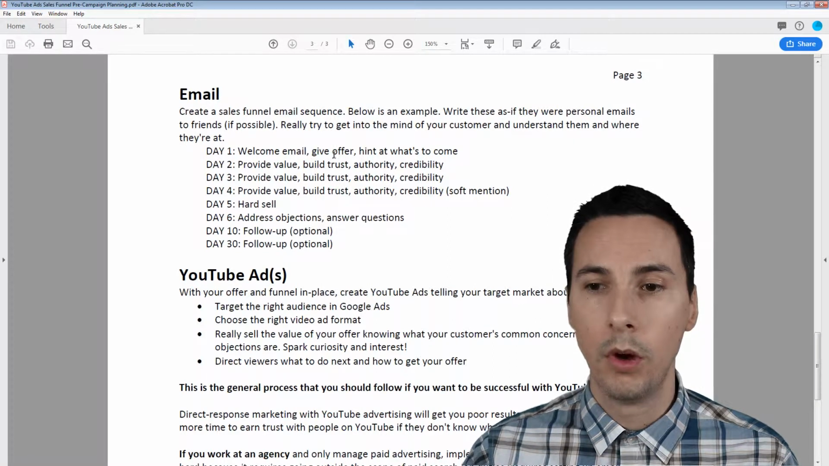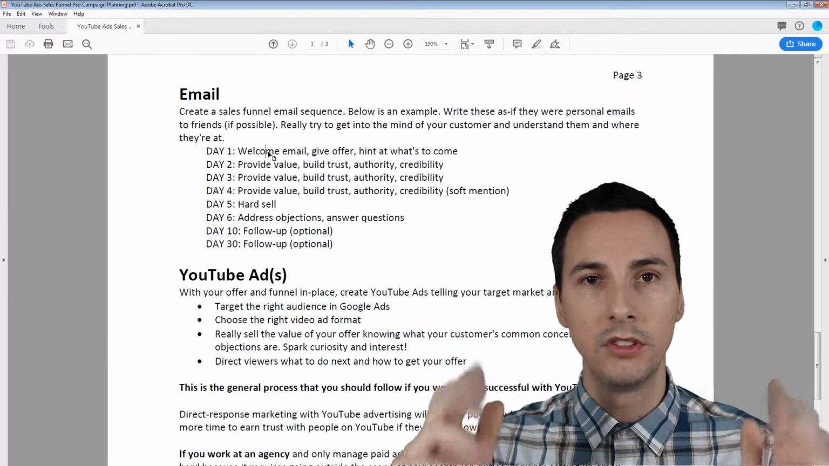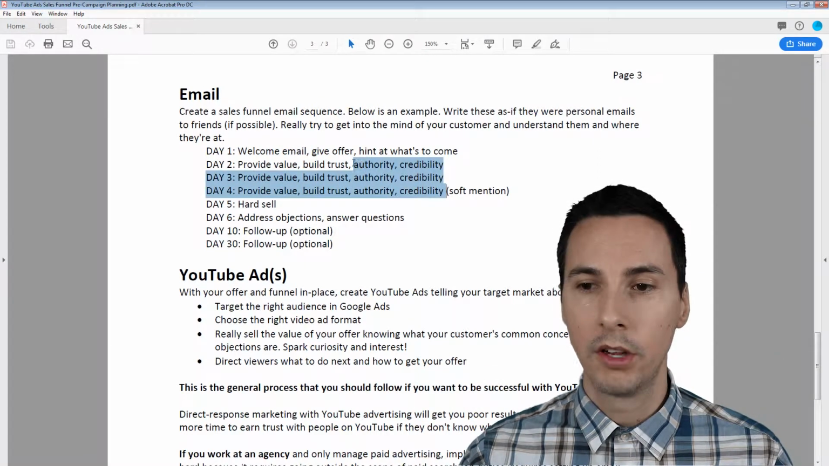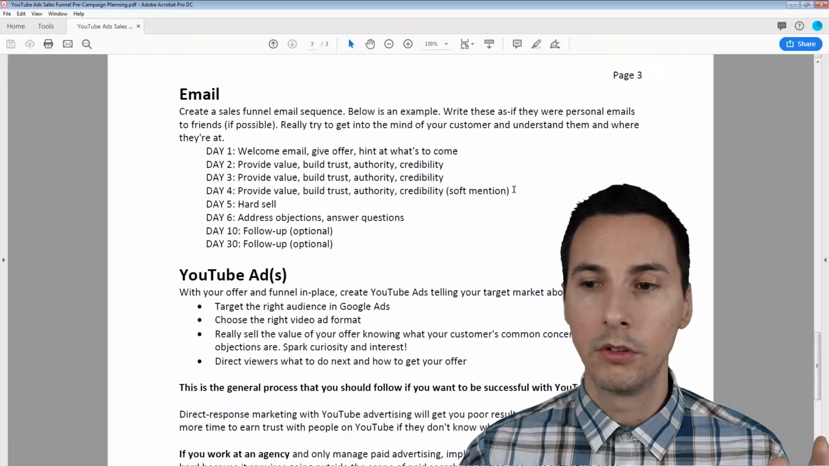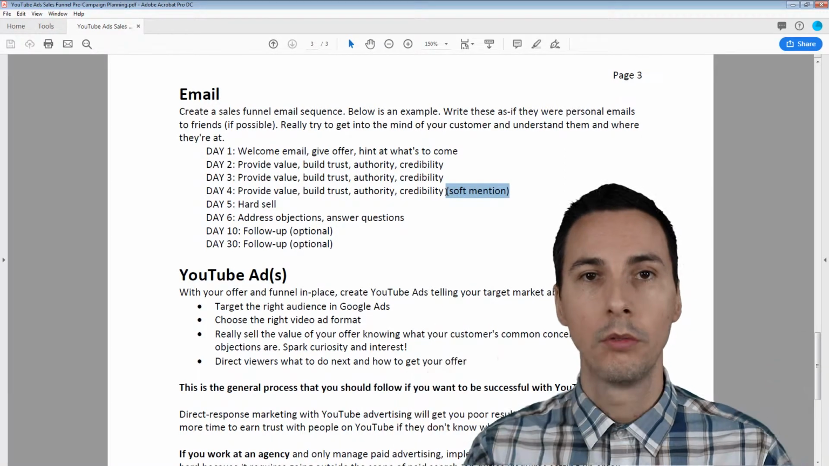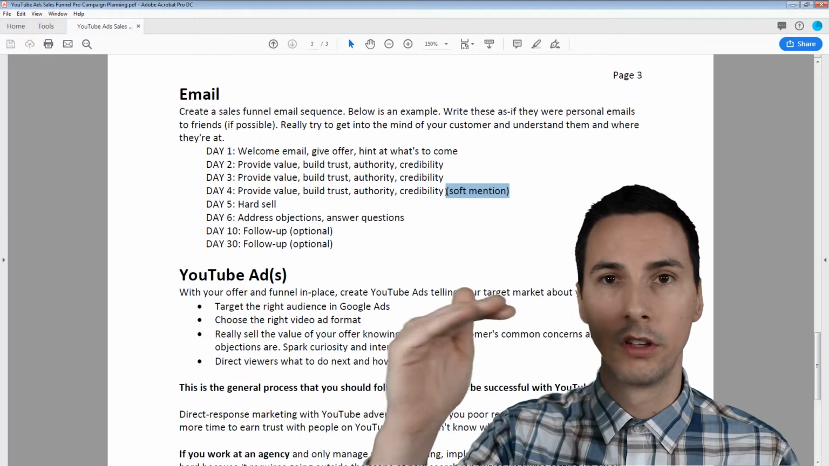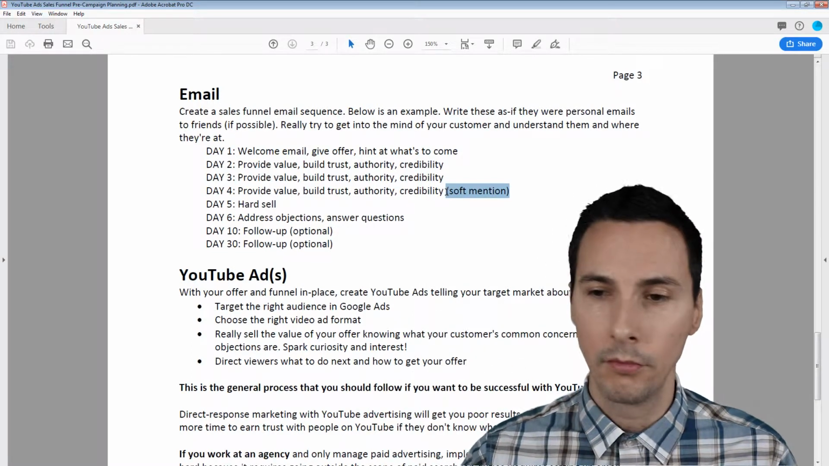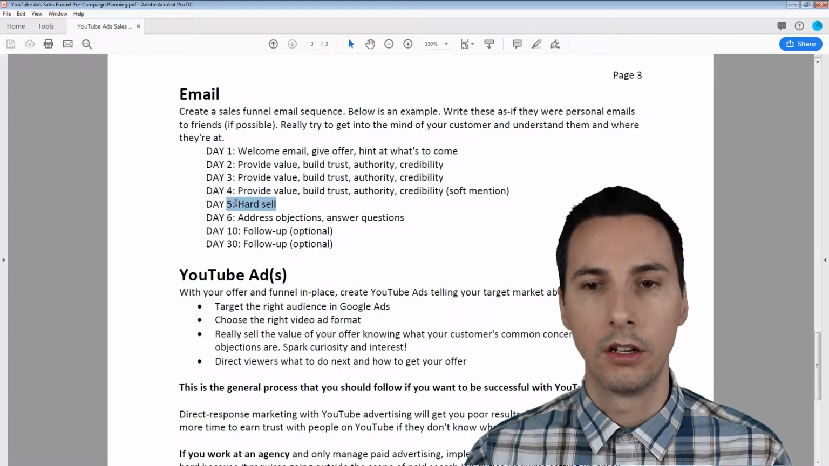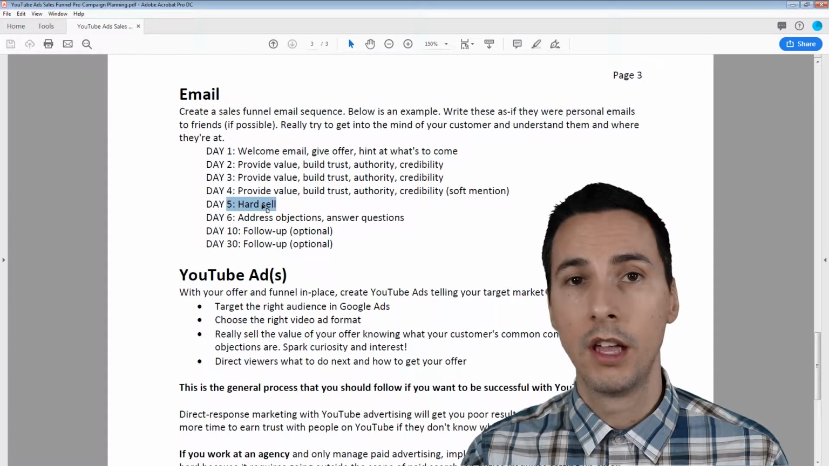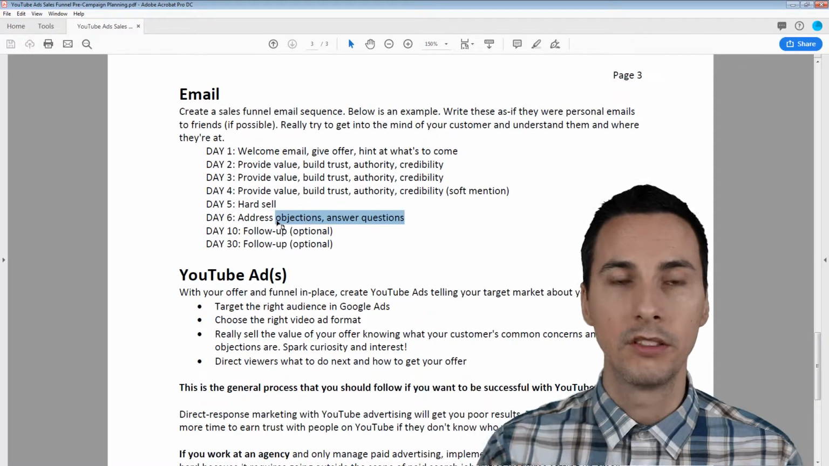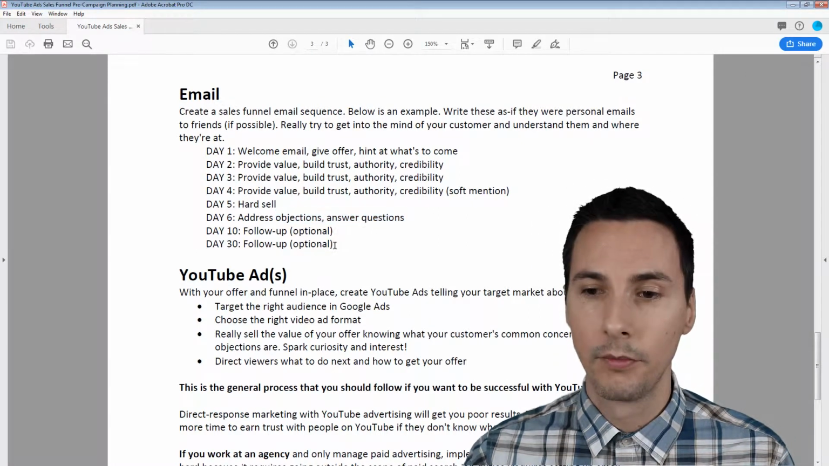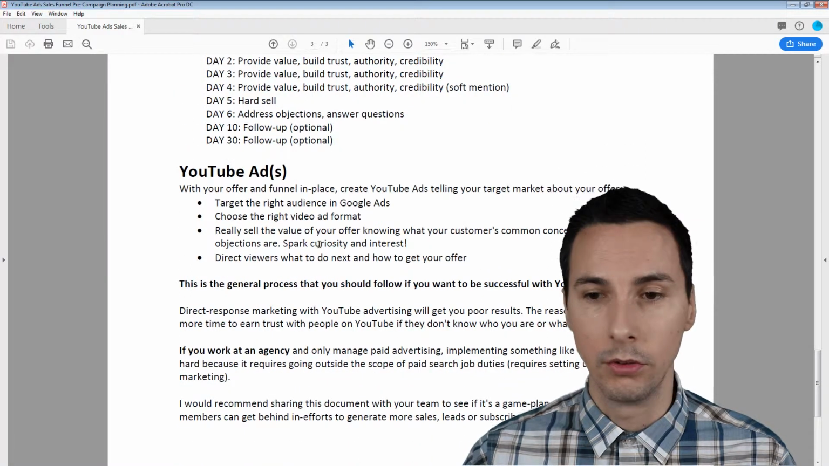So we start out with a welcome email and we send them the thing that we promised we would send them. Then we build authority, credibility, trust, and we provide value in the upcoming emails. And we might do a soft mention here on day 4, but really these days are not set in stone. The point is these are email 1, email 2, email 3. And then on day 5, we do a hard sell. This is where we sell our product or service and we tell them what kind of value they can get out of it. And then we go into addressing objections after that hard sell because they might have questions. And then after that, you can do optional follow-ups if you choose.